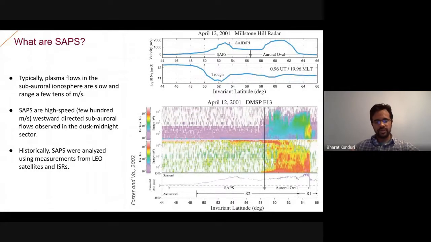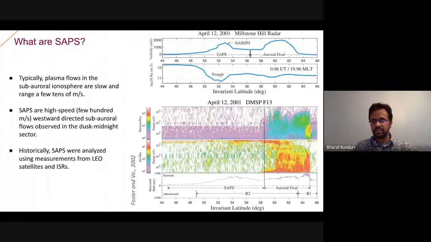Historically, SAPs were analyzed using measurements from low Earth orbiting satellites like the Atmosphere Explorer. DMSP has made several tremendous contributions to SAP studies. A couple of examples are shown here. This is from a DMSP F-13 satellite, and there are also measurements from incoherent scatter radars, especially the Millstone Hill incoherent scatter radar.